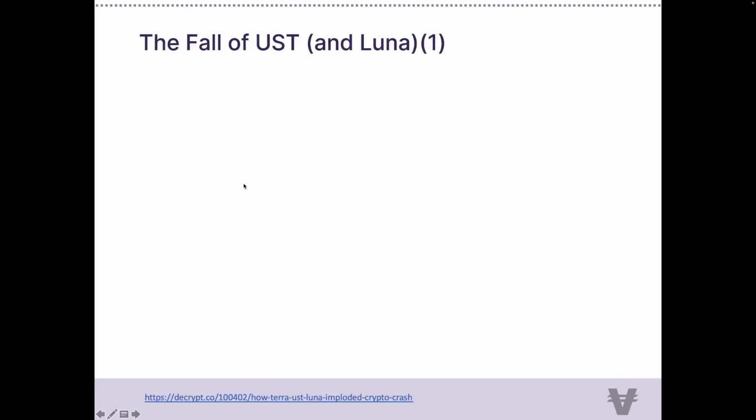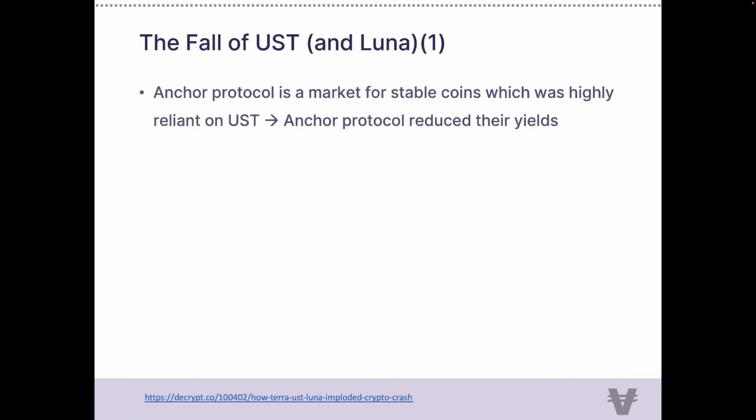And of course, it's probably the slightly more interesting part. So why did Luna and USD fall? Well, the Anchor protocol is the key player. You're probably aware of that protocol. It's pretty much a money market. People could put up their stablecoins and get quite high yields, like around 20%. But it is highly reliant on USD. It's part of the Luna network.